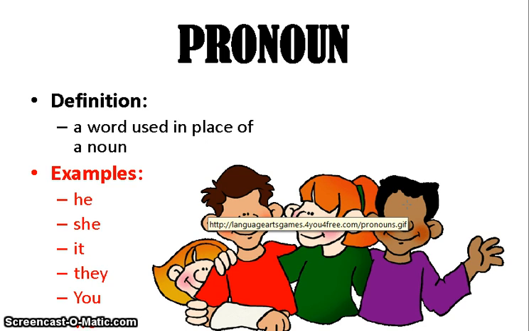For example, the tiger crawled through the jungle. It couldn't be heard. We used it instead of tiger to avoid repetition. The noun to which a pronoun refers is called its antecedent or referent. In this case, the pronoun it has as its antecedent the noun tiger.